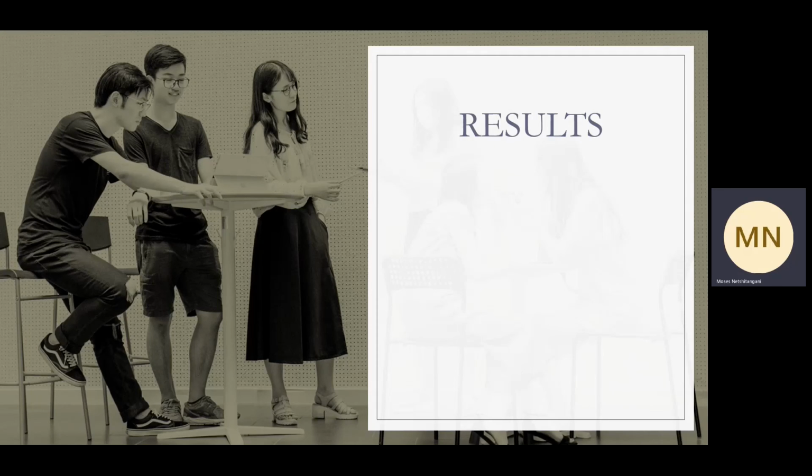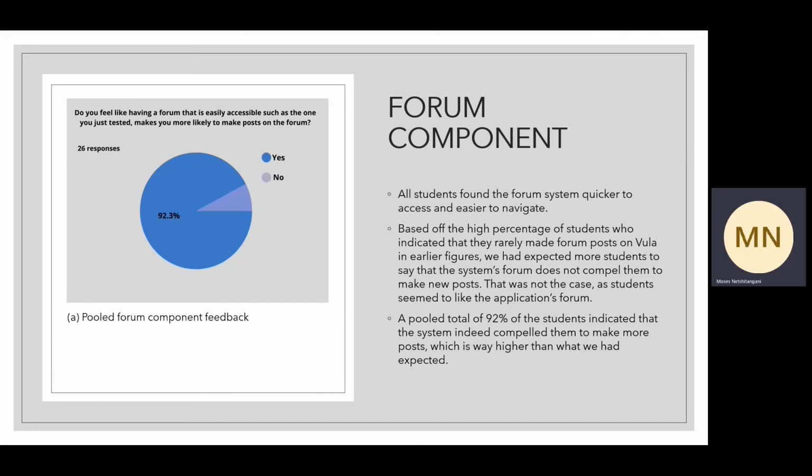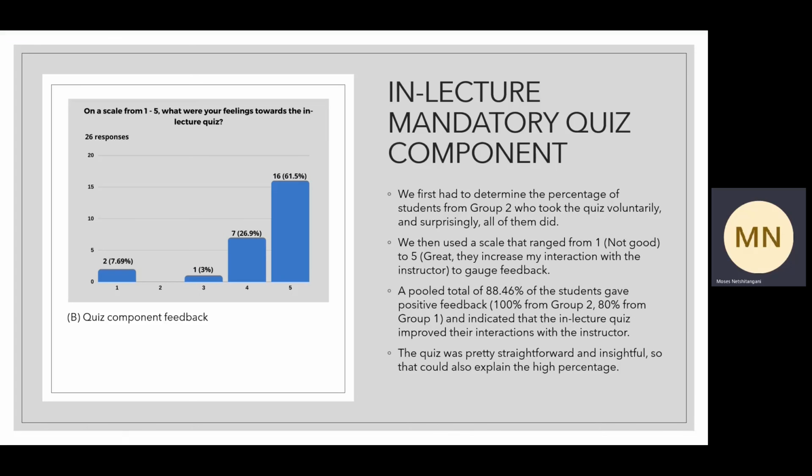Results section. In an initial survey, we found that 88% of the students indicated that they rarely made posts on the forum. After using our web system's forum, however, 92.3% indicated that its ease of access made them more likely to make forum posts. For the quiz component, a pooled total of 88%, that's the sum of these two bars, of the students indicated that the quiz system was great and it increased their interaction with the instructor.